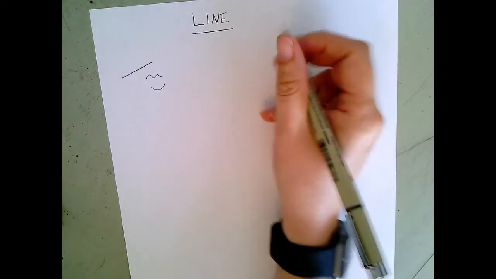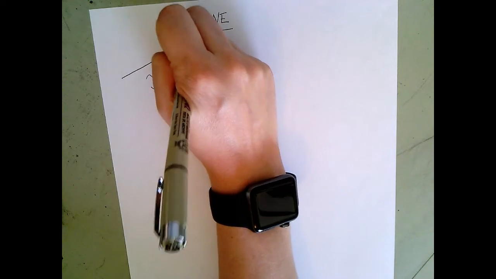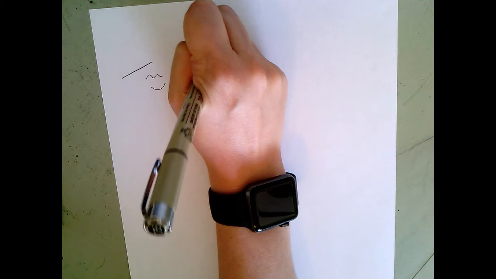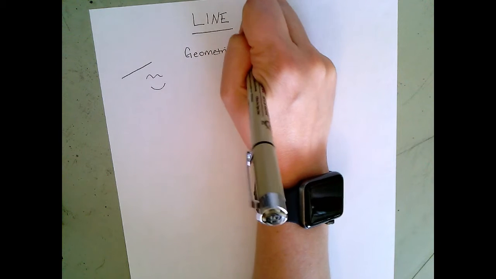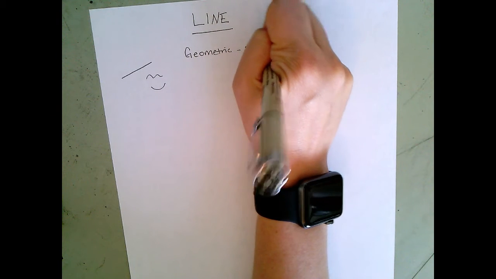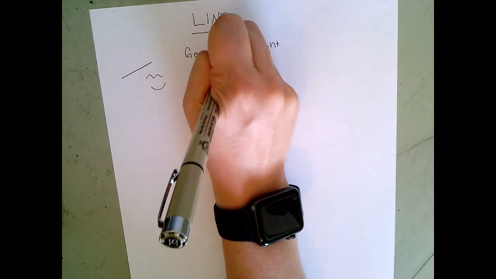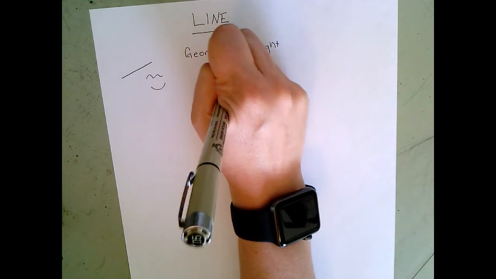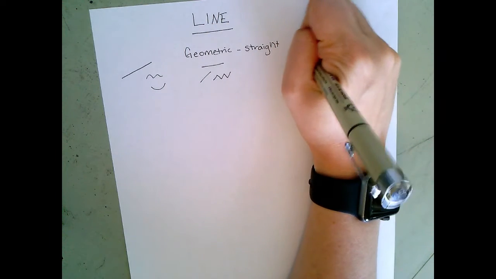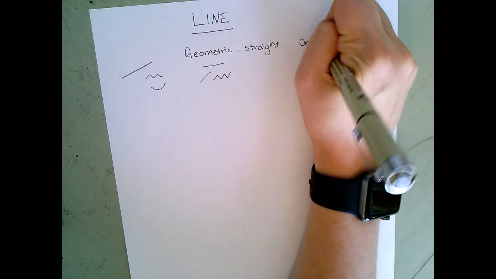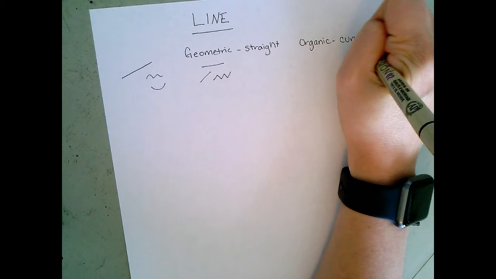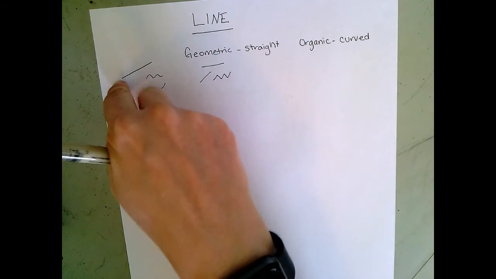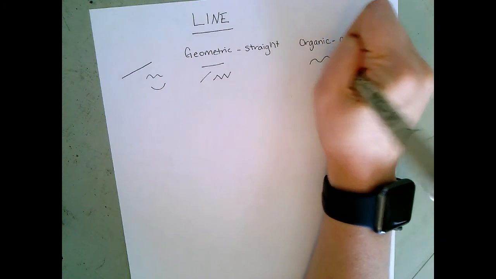So there are two main categories that lines fall into. The first category is geometric, and this is just a fancy way of saying that the lines are straight. So these are all geometric lines. And lines can be organic, which again is a fancy way of saying the lines are curved. So math, straight lines, art, we can have curved lines.